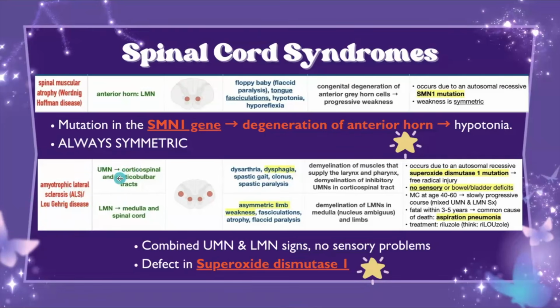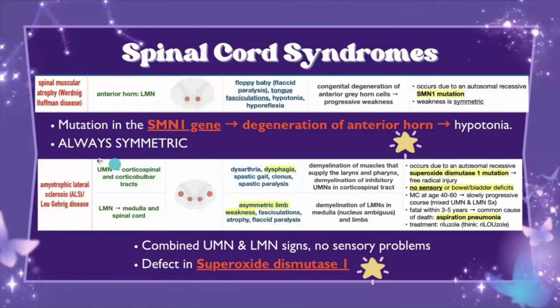So let's go over the symptoms. First off, why does ALS happen? It happens because there is a major enzyme defect in SOD1, or superoxide dismutase 1. When this mutation happens, there would be aggregation of proteins inside of the mitochondria. That's why you would have free radical injury resulting in degeneration of the neurons.